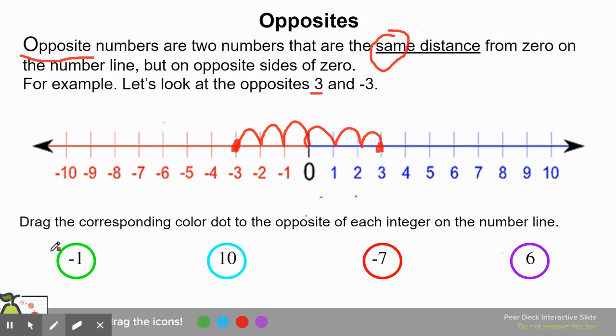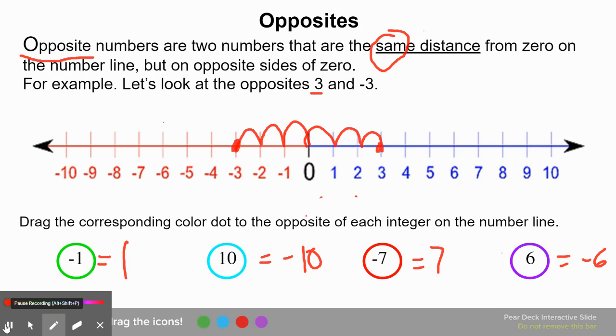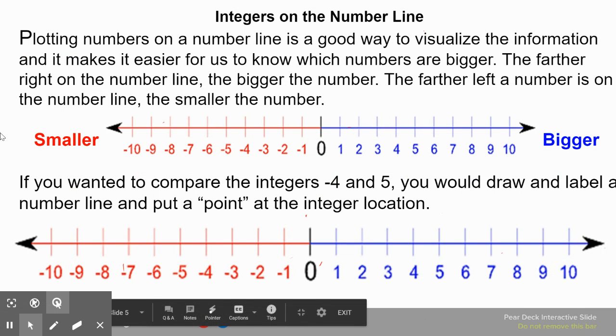All right, hopefully you paused it. So if I asked you for the opposite of -1, you should have said the opposite is 1. If I have positive 10, the opposite has to be a negative, and that's going to be -10. The opposite of -7 is 7. And the opposite of 6 is -6. So remember, opposites, you are allowed to have negative numbers.